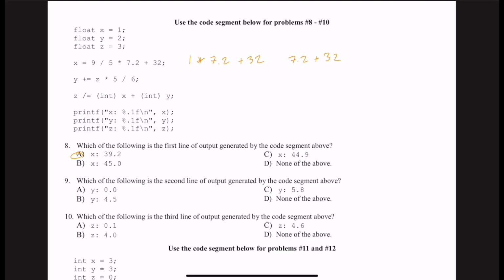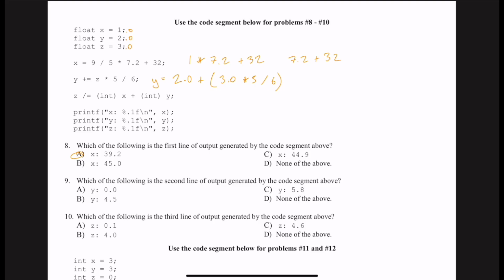Now question 9. y plus equals z times 5 divided by 6. So y equals 2, its current value, or 2.0 really, plus z, which is 3.0, times 5, divided by 6. Notice that I wrote 3.0 and not 3. Be very careful about this. If it helps you out, when you first see a problem, you can add the decimal places after all your values that are floats or all your variables, just as a reminder.